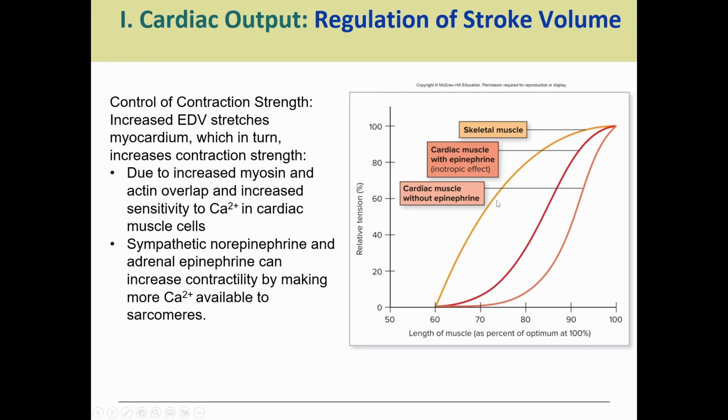Okay, and so we can see muscle without epinephrine versus with epinephrine. We see that we get more tension in comparison. It takes a longer muscle length to achieve the same tension without epinephrine compared to with epinephrine. So we see that there are things that have an impact on the cardiac muscle's ability to produce this force.